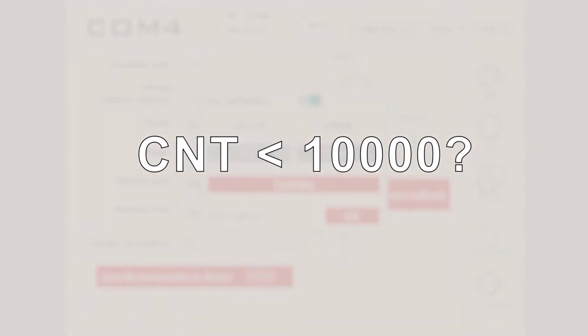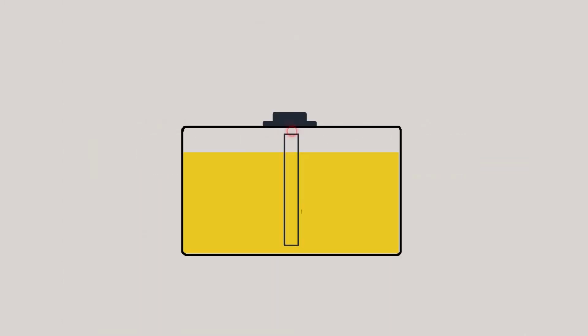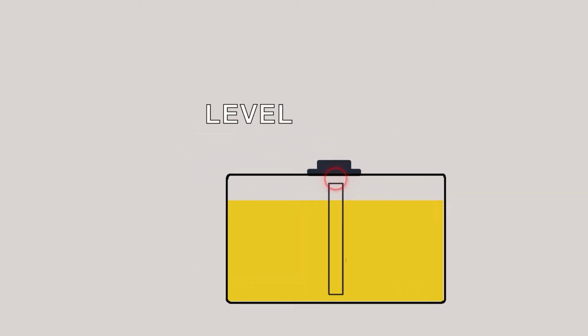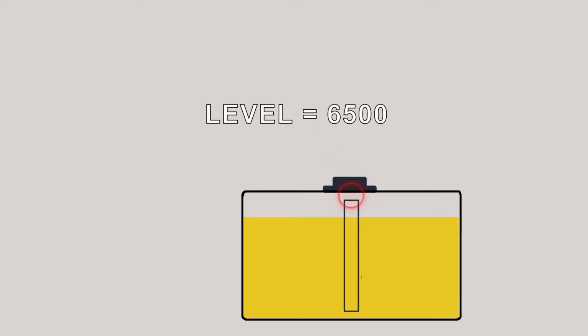If it is less than 10,000, most likely the tubes got disconnected from the sensor's head, or the calibration wasn't done properly. The sensor will show the level as 6,500. Try and recalibrate it. If it doesn't help, you need to send the sensor to us for the diagnostics.